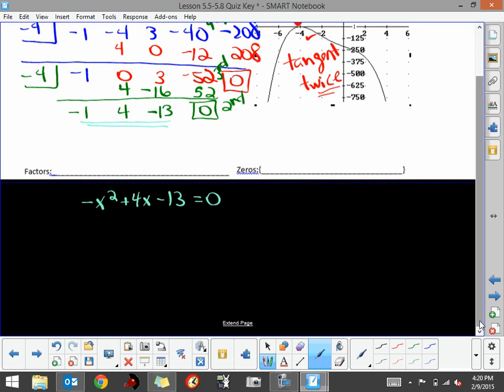I'm going to go right into the quadratic formula to find those. So x is going to be the opposite of b, which is -4, plus or minus the square root of 4 squared, which is 16, then minus 4 times -1 times -13, which are 3 negatives. So we've got -4 times -1 times -13. That's -52. All over 2 times -1, or -2.